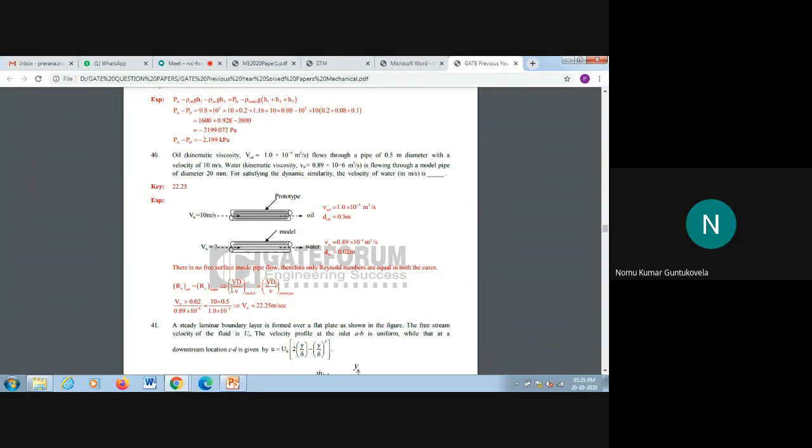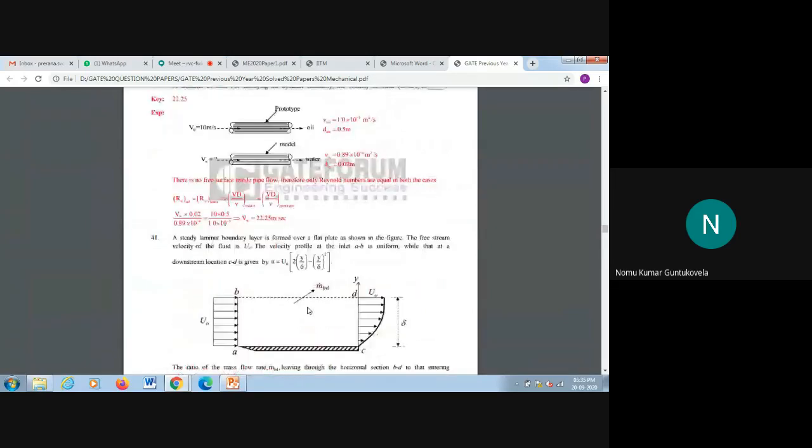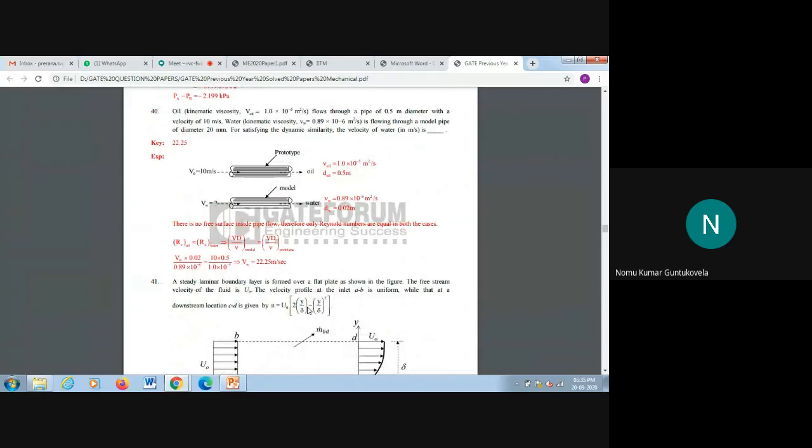So ultimately we have six terms, V D v on each side. We know both diameters, both kinematic viscosities and one velocity, and we need to find the other unknown term, the velocity of the water. With the help of this formula, we find VW equals 22.25 meters per second. Observe the formula very clearly.